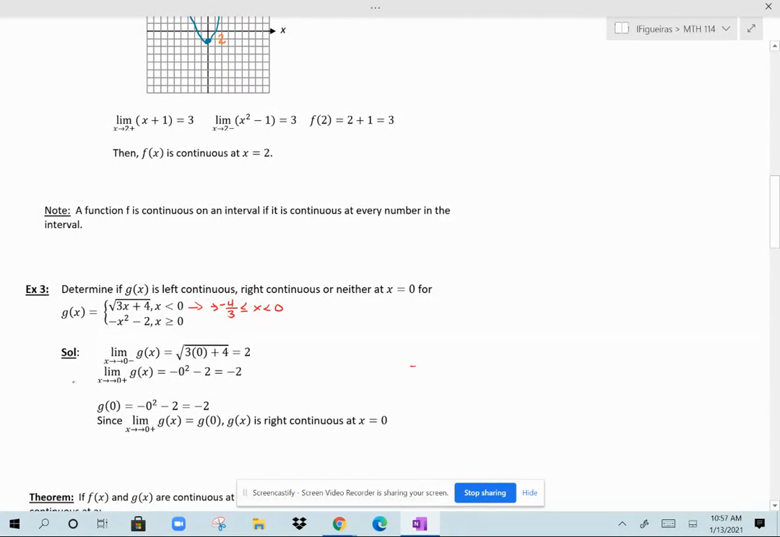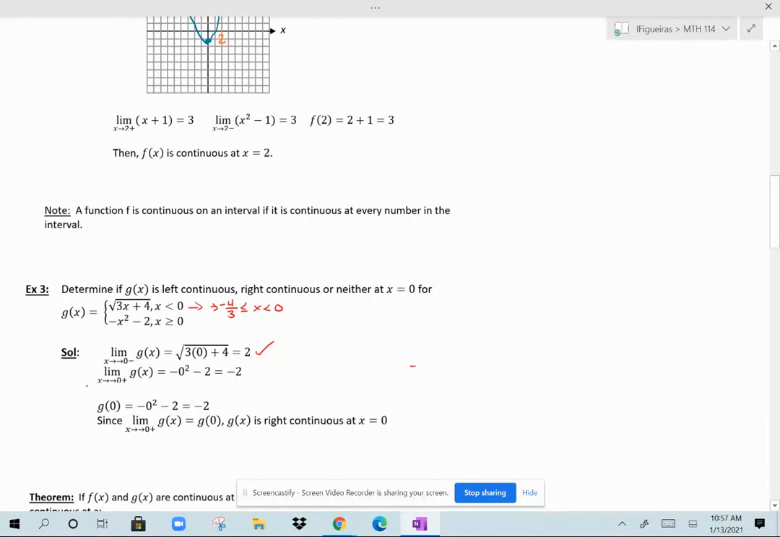So let's look at what happens as x approaches 0 from the left. When I'm on the left side of 0, I'm looking at the radical portion of this. I can apply direct substitution in here. So when you plug in the 0, you'll get the square root of 4. So the limit value from the left is 2.